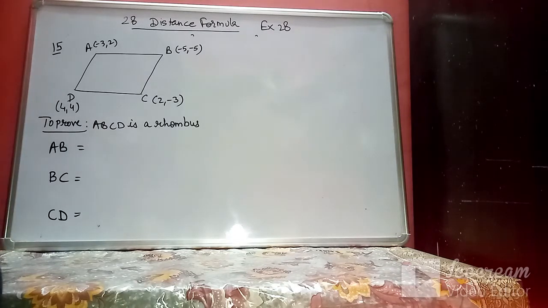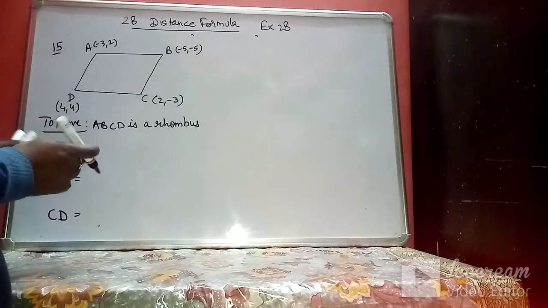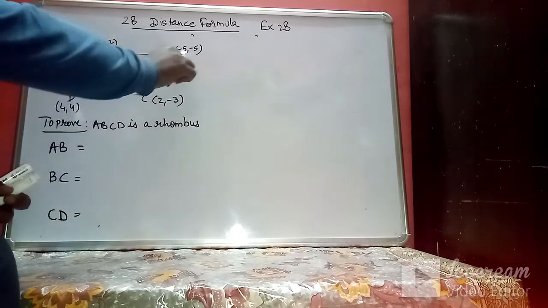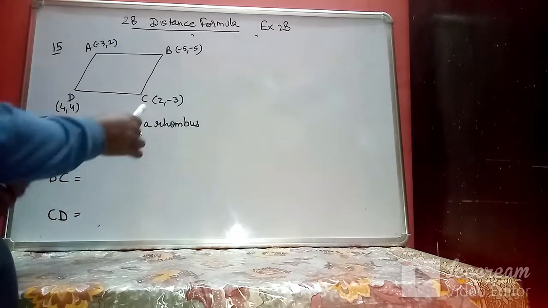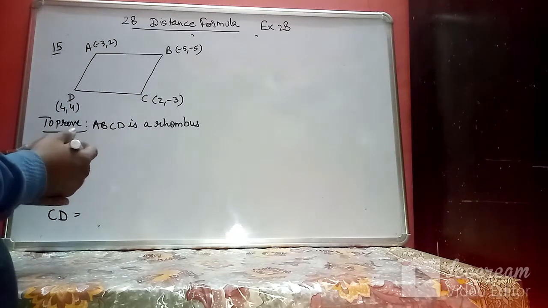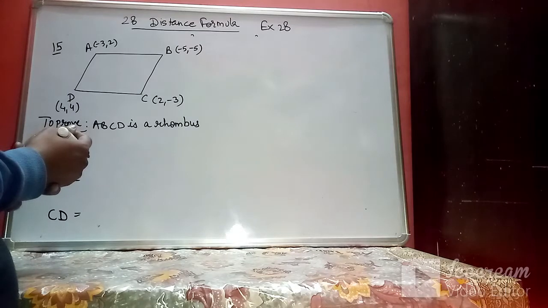Okay, so let's see question number 15. In this, again 4 vertices are given. I have assumed these 4 vertices as A equals minus 3 comma 2, B is minus 5 comma 5, C equal to 2 comma minus 3 and D equal to 4 comma 4. Now we have to prove that ABCD is a rhombus.